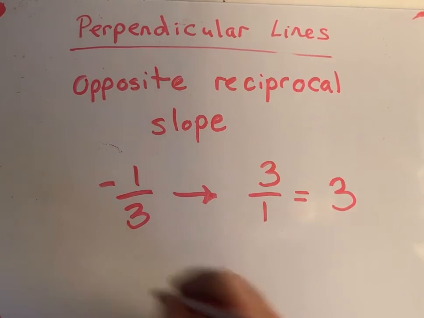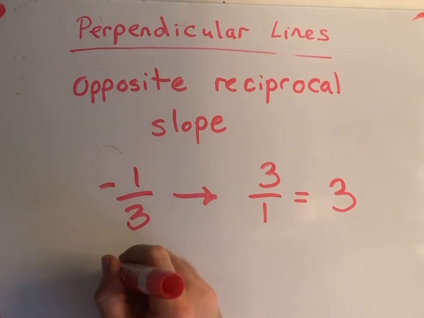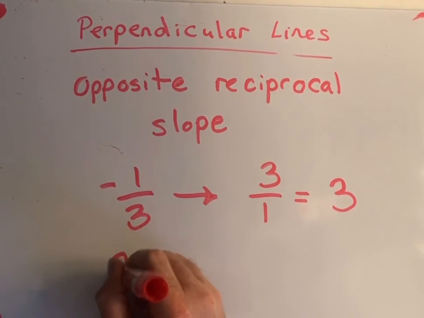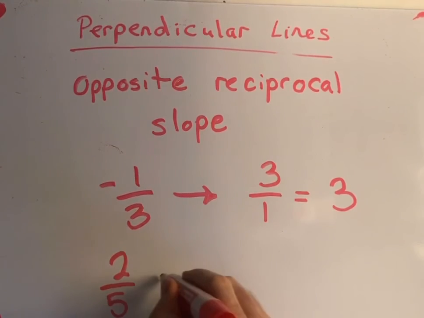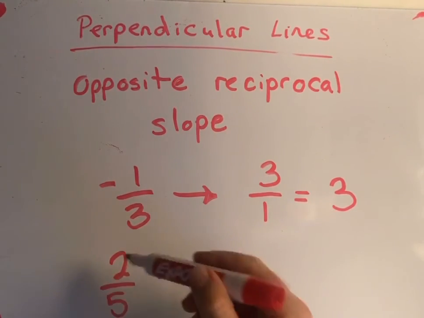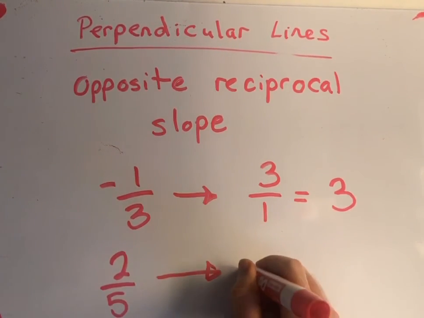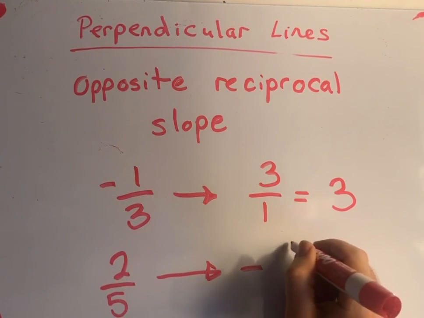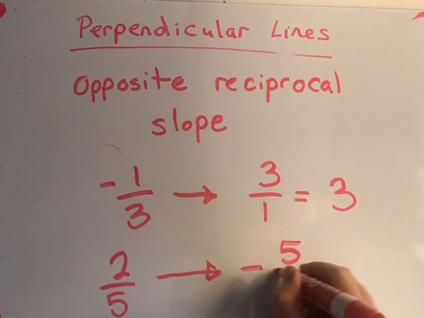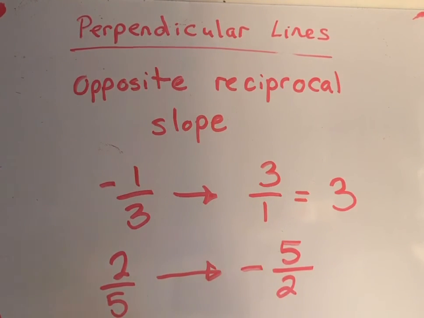What if I want to do the opposite reciprocal of 2/5? Well, this is positive, so the opposite's going to be negative. And if I flip it, it's going to be 5/2. So the opposite reciprocal of 2/5 is -5/2.